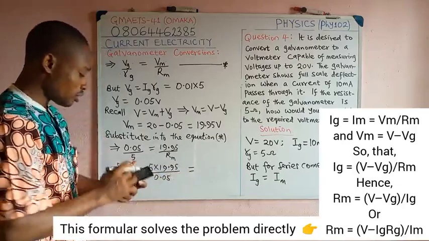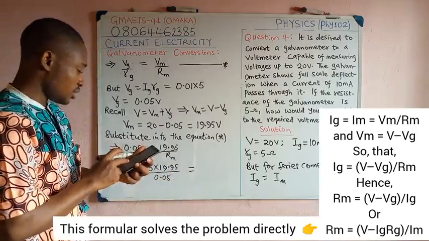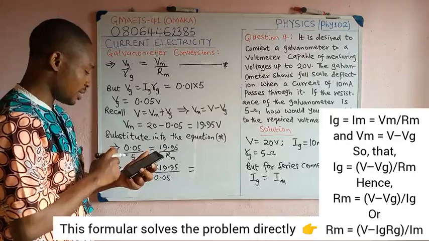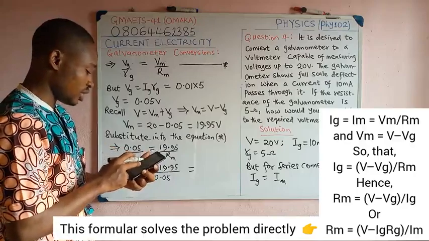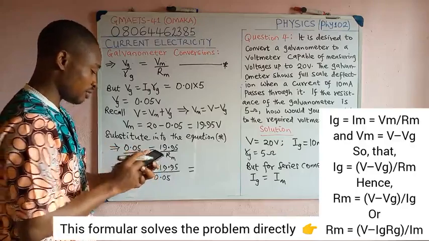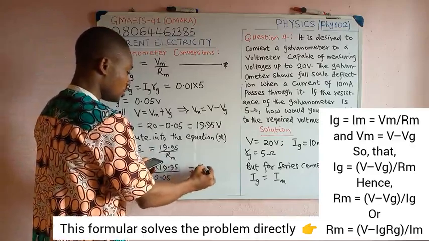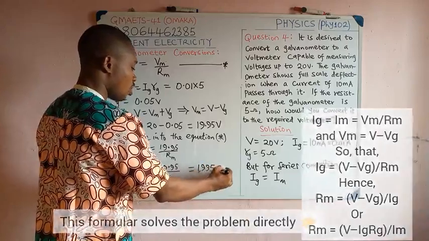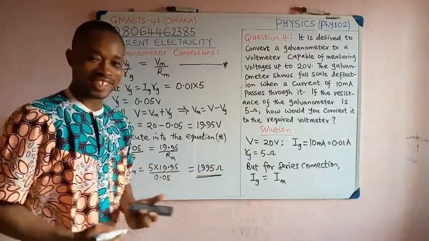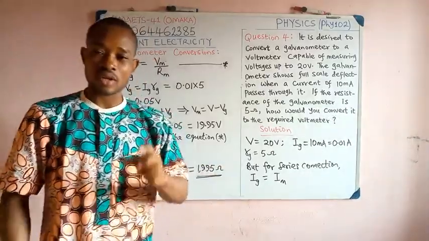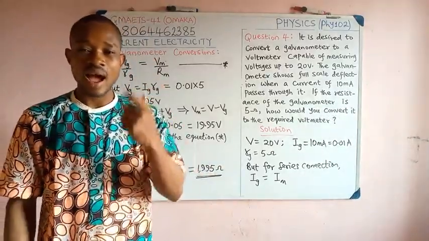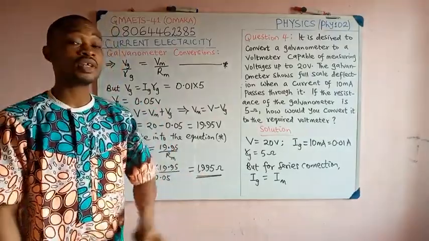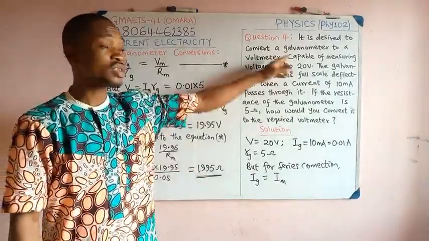So we need a multiplier with a resistance value. Let's multiply it and see: times 5 and then divided by 0.05, that's 1000. Whoosh, this is very high, 1995 ohms. Are you not scared? So we need a material with resistance as high as 1995 ohms in order to do this conversion.